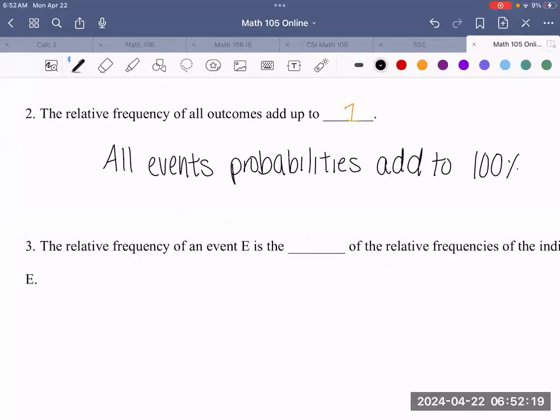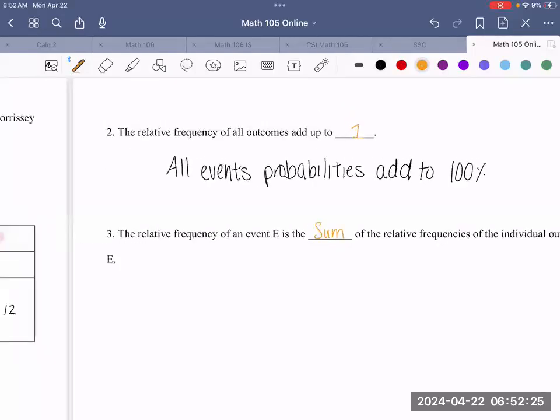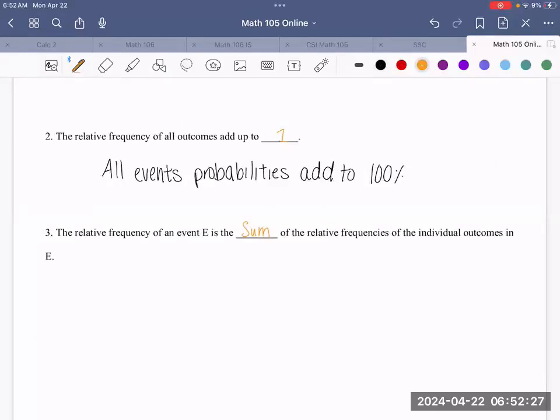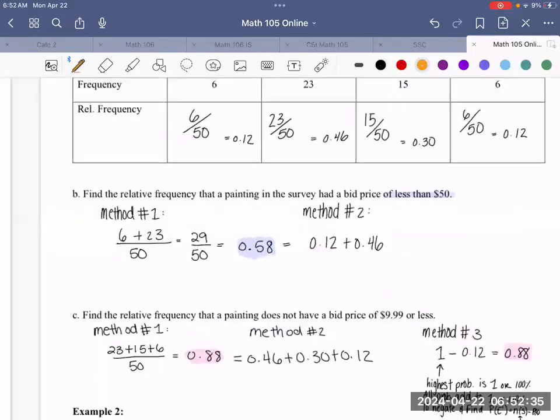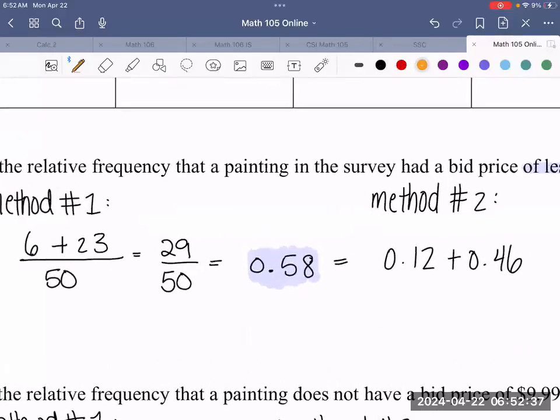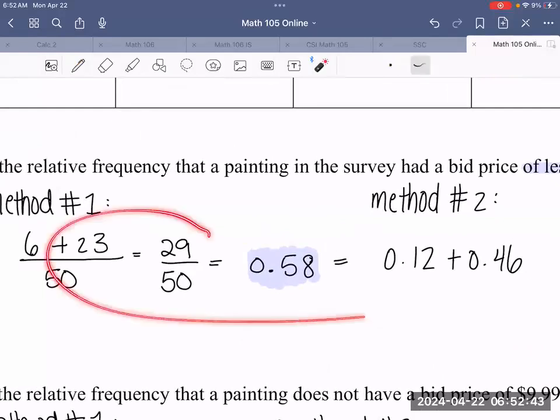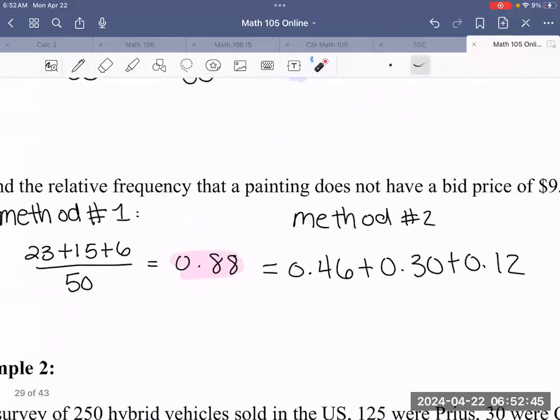So the relative frequency of an event E is the sum of the relative frequencies of the individual outcomes in E. So pretty much whatever we're looking for as far as your event goes, we're going to be adding up your probabilities or relative frequencies of which. So things that we did here and again here.